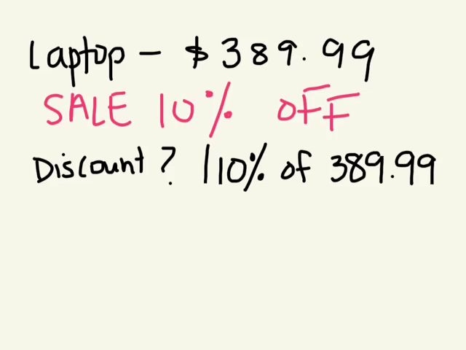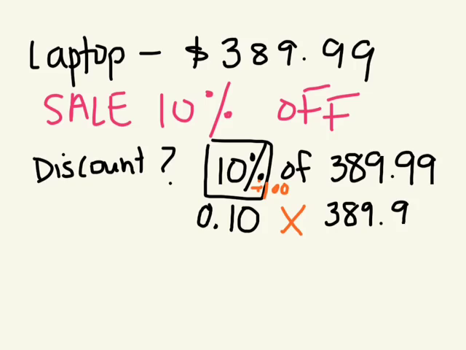What do I need to do with this 10%? We need to turn the percentage into a decimal. So 10% as a decimal would be divided by 100, which would be 0.10. Good. We're dividing by 100 to turn it into percent. What do I do with of? Multiply. Good. And I'm multiplying by 389.99. What do you get?